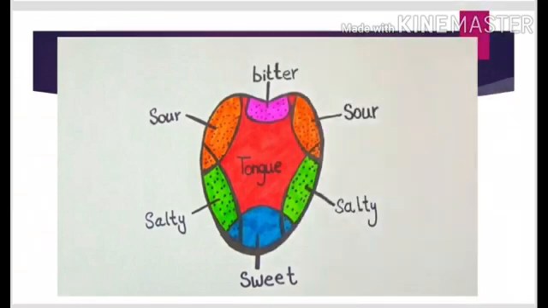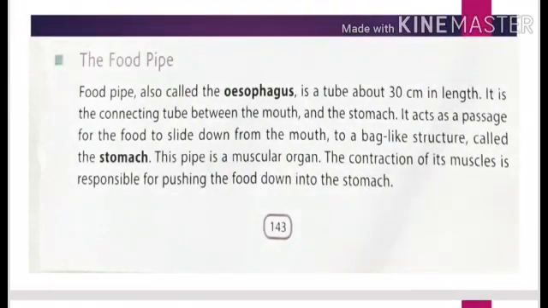Our second activity was about the tongue. As you know, millions of taste buds are there on the surface of the tongue, and these taste buds help in tasting different tastes of the food. The prominent areas where a particular type of taste is felt by us are given in the diagram. Sweet at the front, bitter at the back, salty at the sides, and sour at the back. This is all about the tongue.